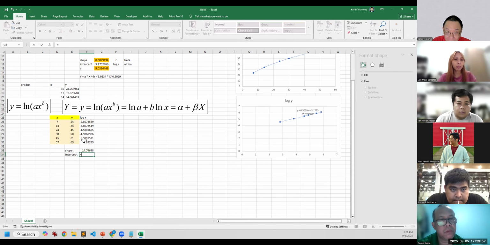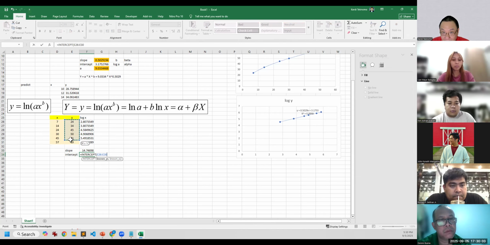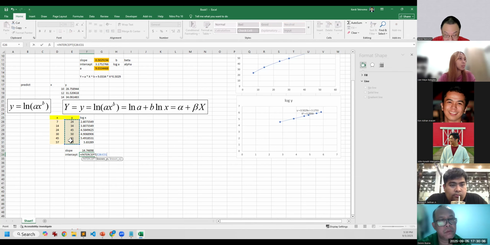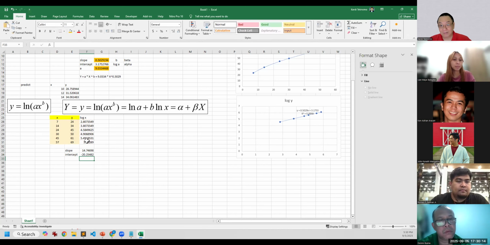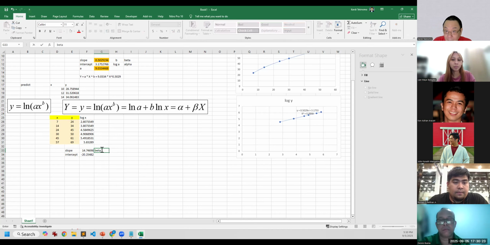Okay, so the same thing now, intercept. You just use intercept. So the y is now this y, it's not log y, it's this original y. And then the x now becomes log x. So this slope is beta, which is the same as b. This intercept is alpha, but this is the same as ln a.